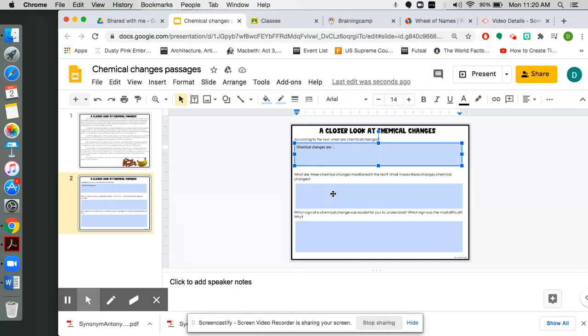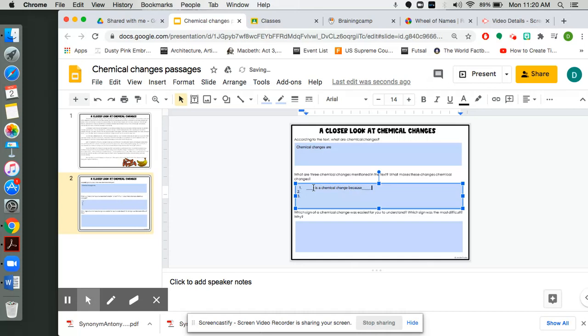What are 3 chemical changes mentioned in the text? What makes these changes chemical changes? So I would like you to do 1, 2, and 3. And you would say, blank is a chemical change because. So you would fill in that 3 different times. So you'd have 3 different sentences saying blank is a chemical change because.